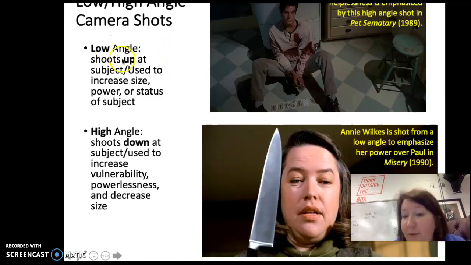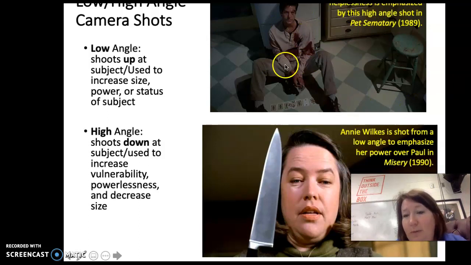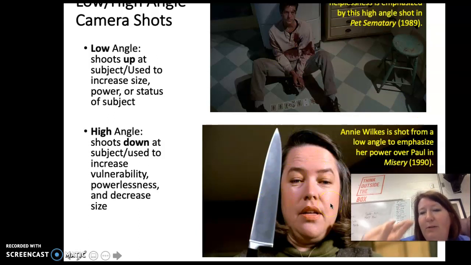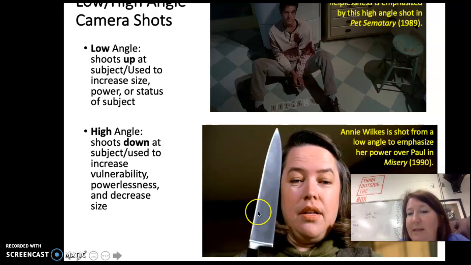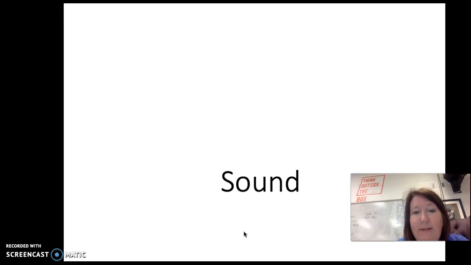Camera angles, we're kind of familiar with this one, low and high angle. So this one, you can see this is a high angle shot, like the camera is way above him, makes him look small, vulnerable, defeated, and the fact that he's got blood all over him as well. Here, low angle, meaning your camera is below her face, makes her look bigger, makes that knife look ginormous. So again, it shows dominance or power. So low and high angles you will probably see often in the clips that you choose. And these are just some more examples.